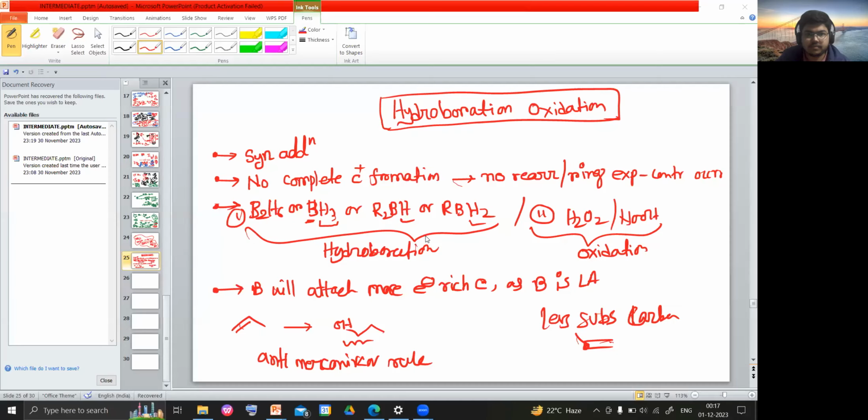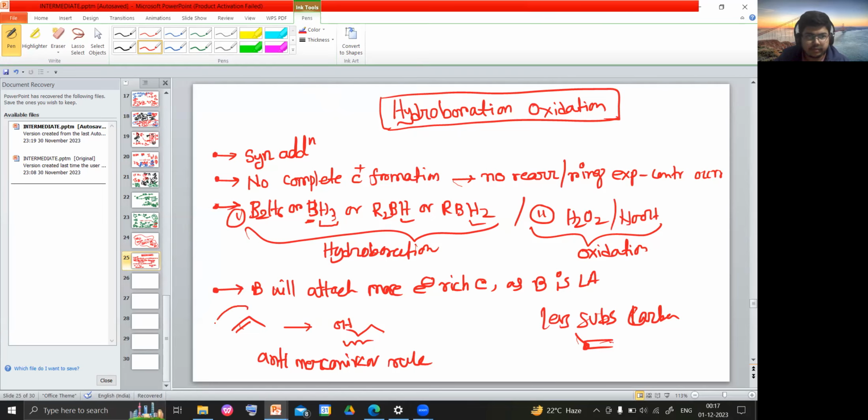I think there was a network problem in the last video. So I am repeating this. Boron will attach to the more electron-rich carbon. Why? Because boron is a Lewis acid, that means an electron-deficient compound. That's why it will preferably attach to the electron-rich carbon.